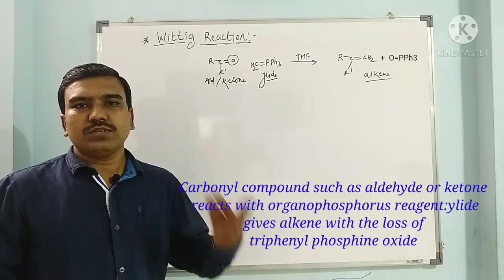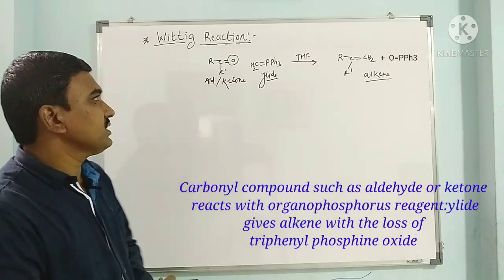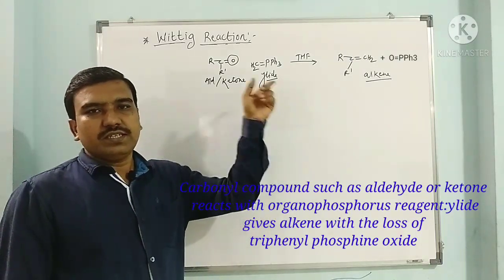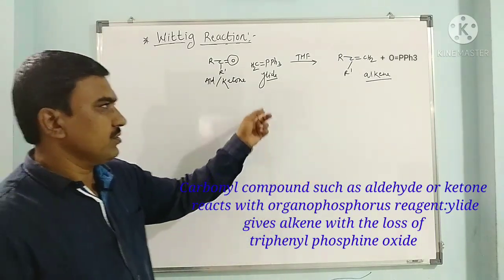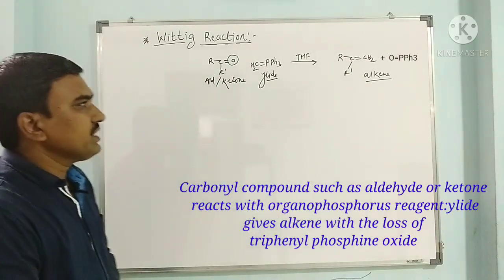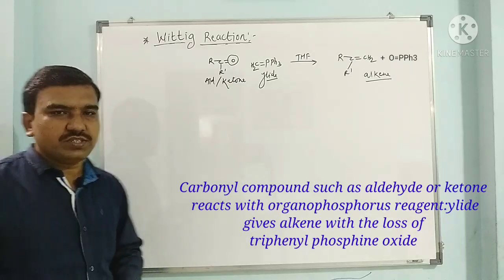So we can prepare suitable or desirable alkenes using the Wittig reaction. When an aldehyde or ketone reacts with ylide in THF or DMF or DMSO, it gives alkene as a product. So how can we synthesize this organophosphorus reagent?